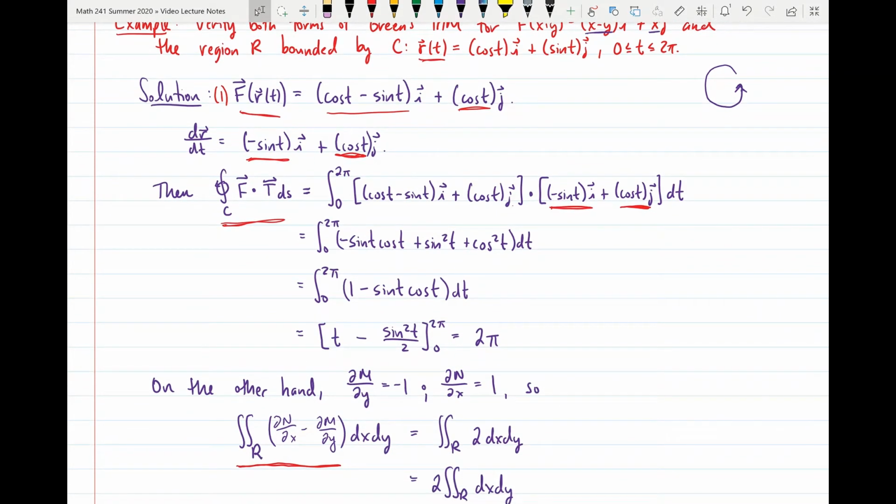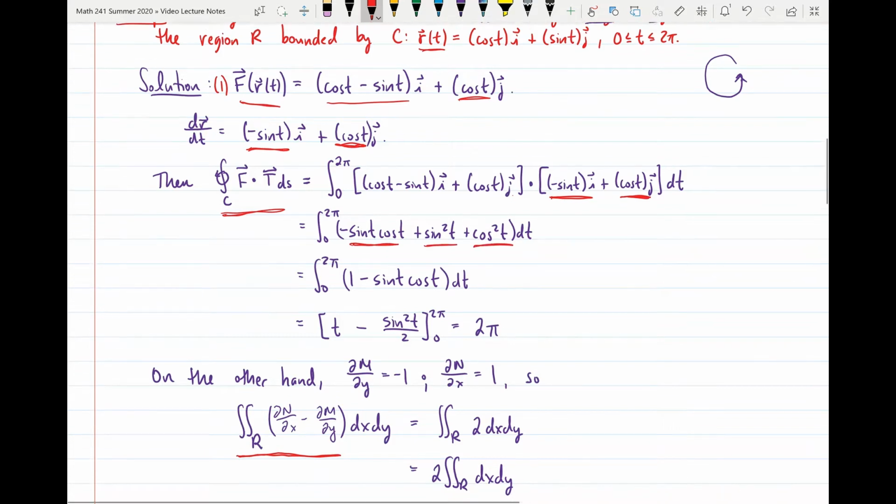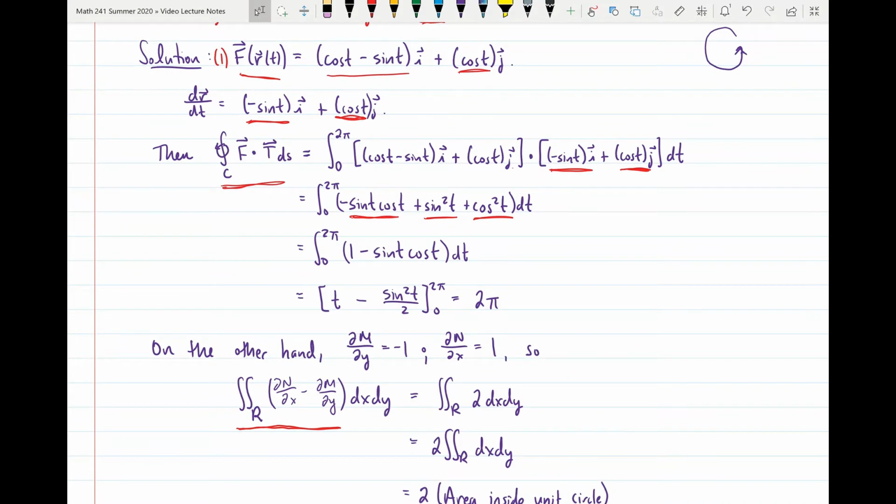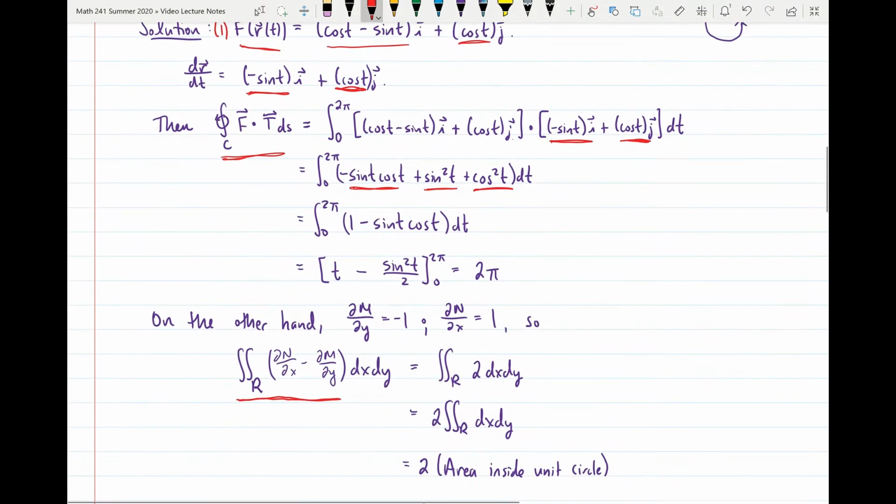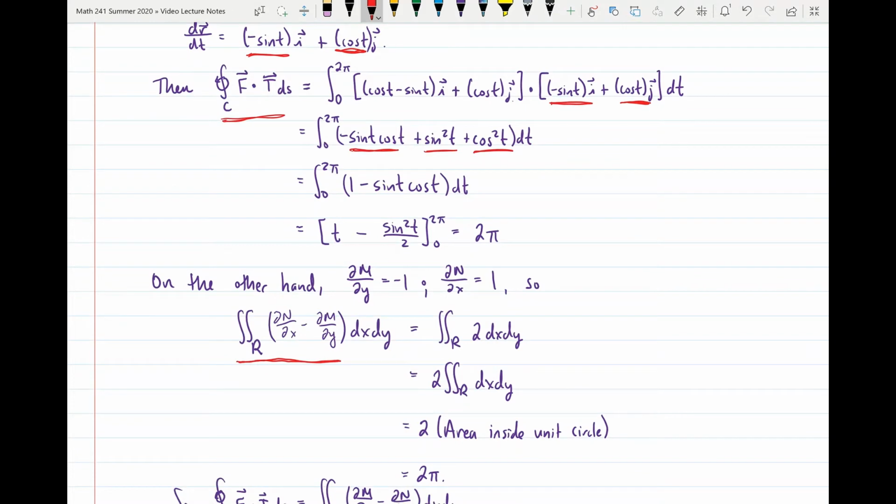When we take the dot product, we end up with minus sine t cosine t plus sine squared t plus cosine squared t. And sine squared t plus cosine squared t will just give us a 1. So we're left with the integral from 0 to 2 pi of 1 minus sine t cosine t. When we take an antiderivative of 1 minus sine t cosine t, we get t minus sine squared t over 2. We evaluate from 0 to 2 pi, and that'll give us 2 pi ultimately. So the value of the line integral is going to be 2 pi.